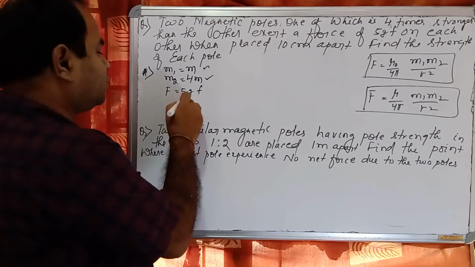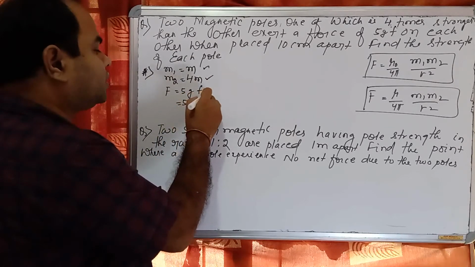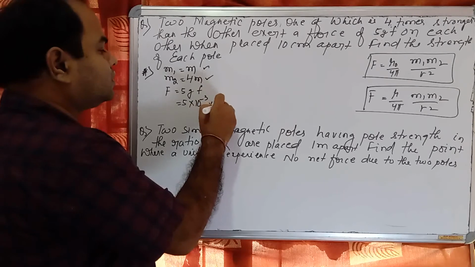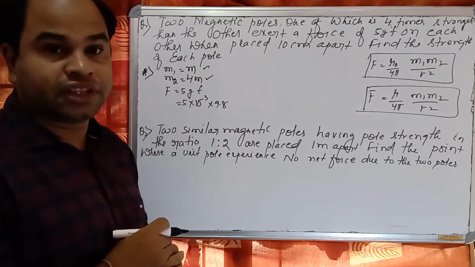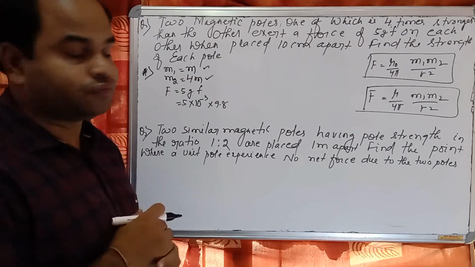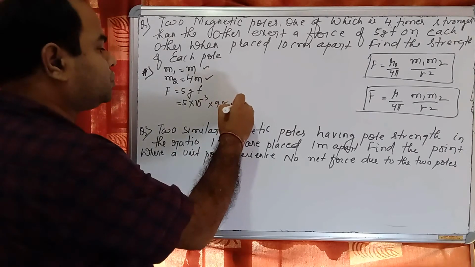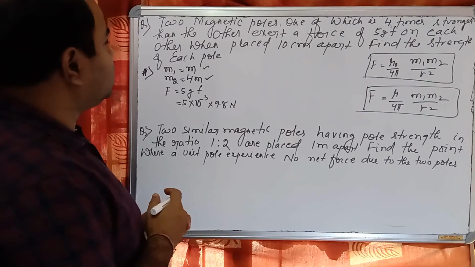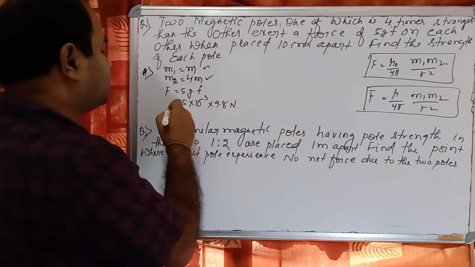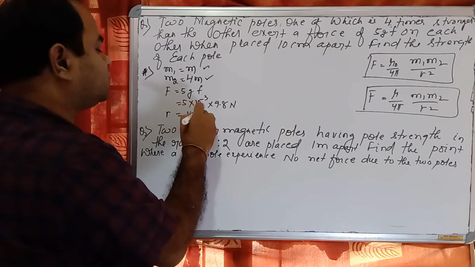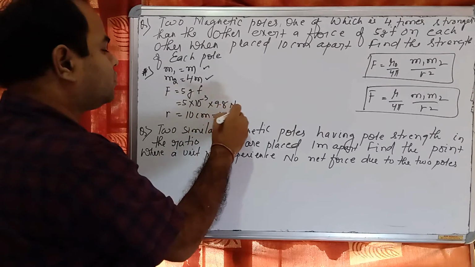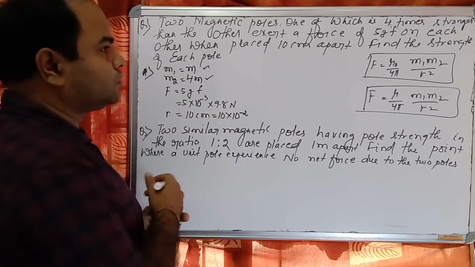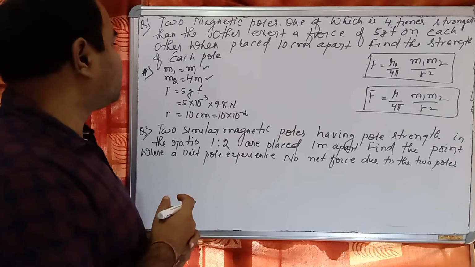So 5 gram force means 5 into 10 to the power minus 3 into 9.8, this much Newton. And each other when placed 10 cm apart, so the distance between them is 10 cm, or 10 into 10 to the power minus 2. You have to find the pole strength of each pole.